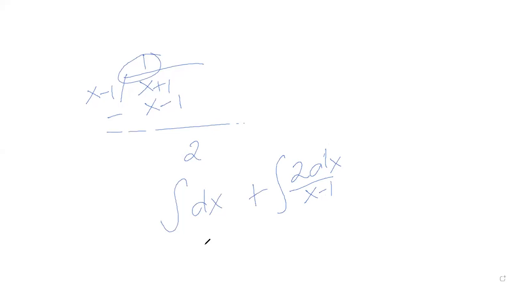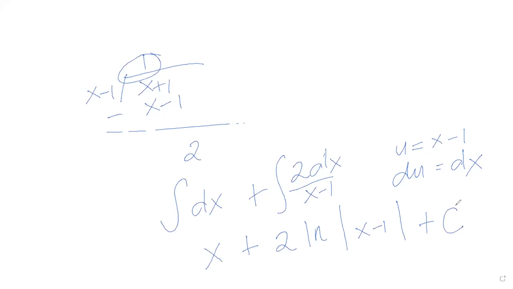If you integrate this part, this will be an x. If you integrate this part, this will simply be a u for an x minus 1 and a du, which is dx. So you already have it here. So these two, you write in here outside. So automatically, you will have here a 2 ln of the u, which is the one you see here in the denominator, x minus 1, plus c.